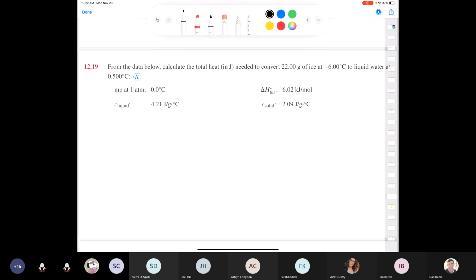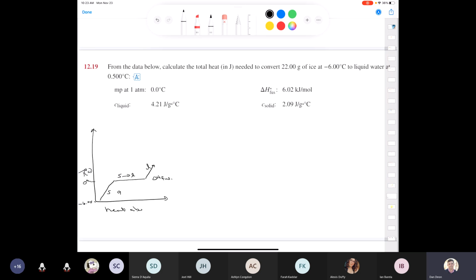First, we would need to take the ice. So we're going to draw our heat absorbed over here, and the temperature, degrees Celsius. First, we're going to take the ice and warm it up. This is a solid. So we're starting at -6.00 degrees Celsius. Then we're going to warm it up, and then we are going to melt it at 0 degrees Celsius. For this, we're going to use the delta H of fusion, because this is fusion going from a solid to a liquid. And then we're going to warm the liquid up. Okay, so this is our liquid.